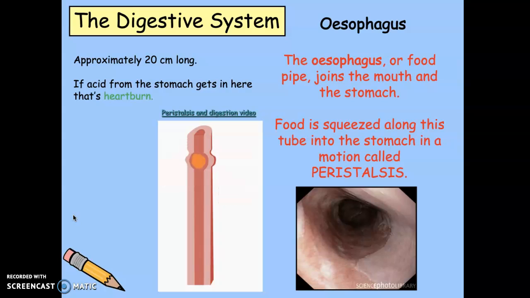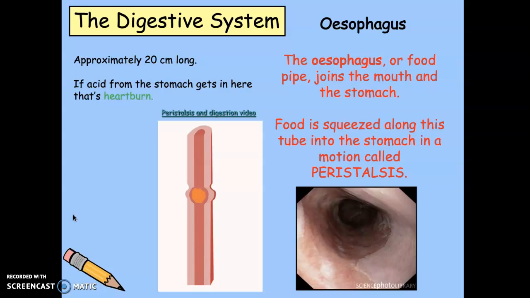So when you swallow, the food obviously travels down what you would know as your throat, but the scientific word for that pipe that joins your mouth to your stomach is called the esophagus. Now, the food here is actually squeezed along this tube into the stomach in a motion called peristalsis.